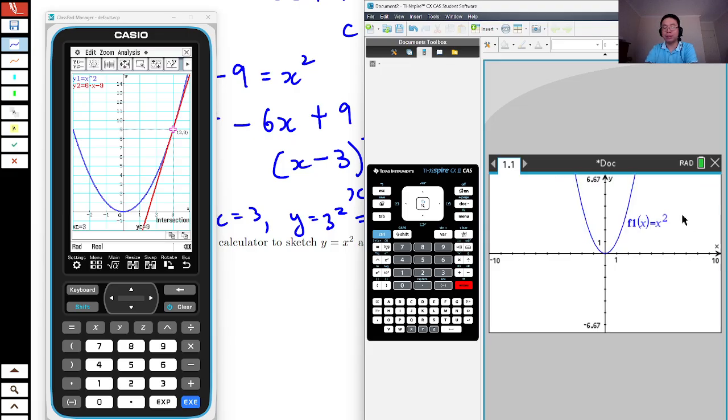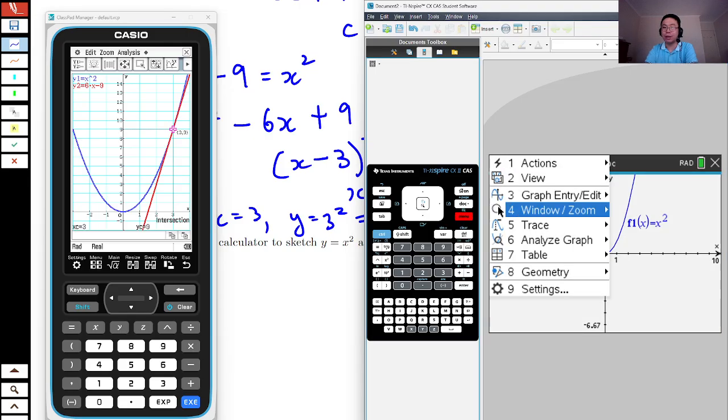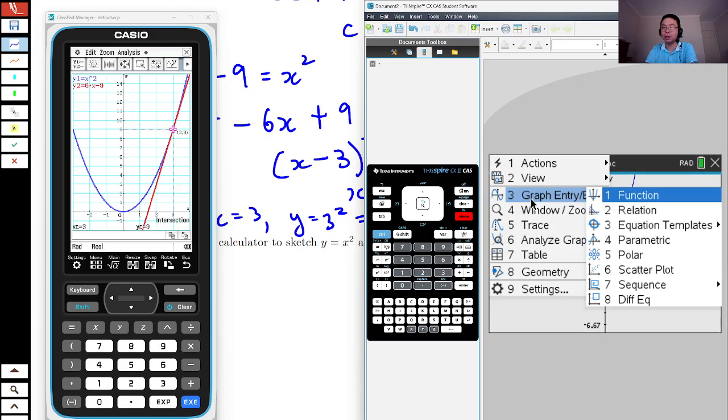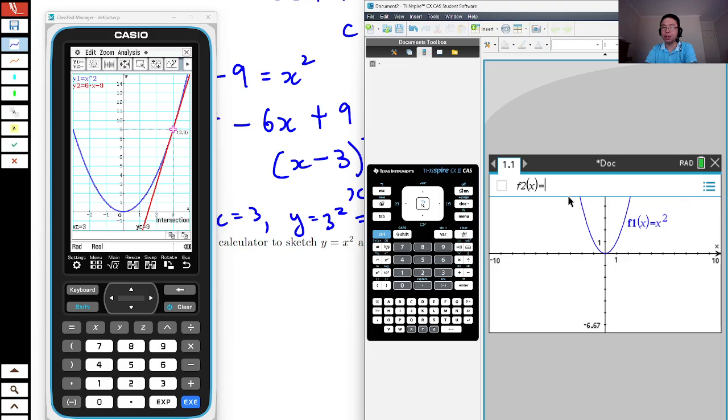Now, we want to type in a second graph, but the screen went away. So we need to go to Menu, Graph Entry, and Function, and you'll notice F2 comes up. That's our second graph. The graph we want to draw is 6x minus 9. Press enter, and again you'll see it's drawn the graph, but the x and y values aren't great.